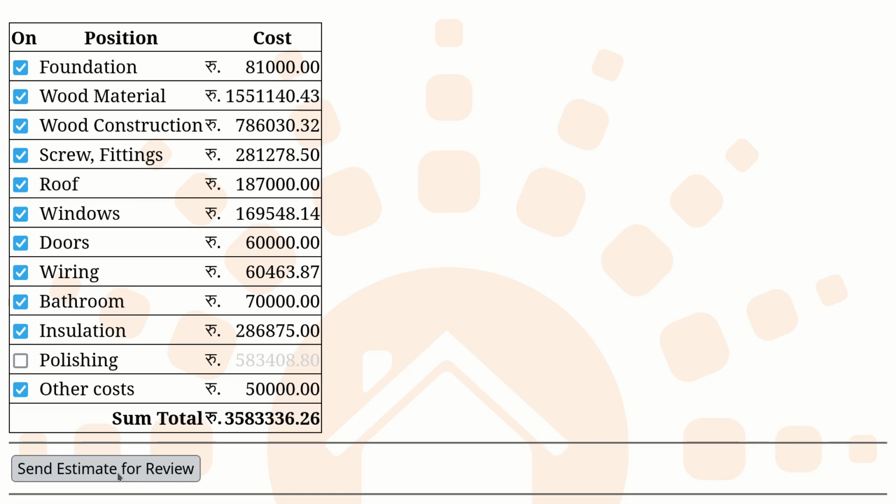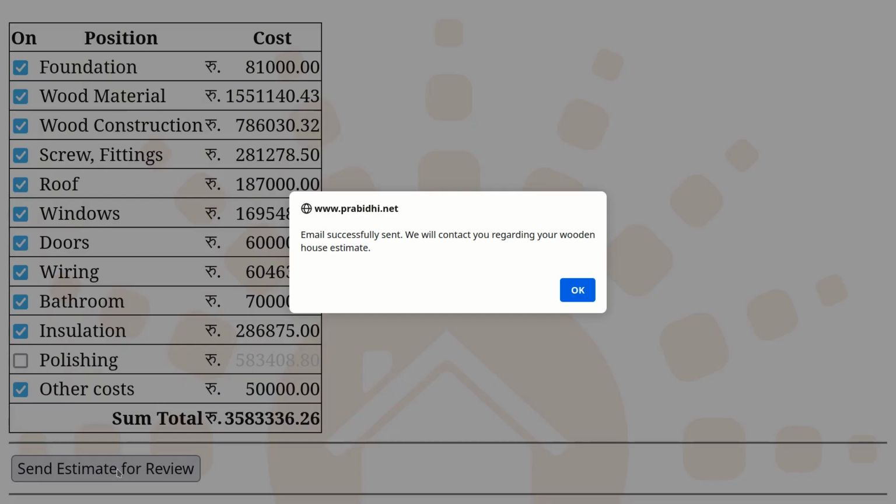This is important. This will finally send the message to us with all the configuration that you entered here. And then we can get in touch with you to discuss your estimate further and your requirements. So if you click here, then you will get a message that says emails successfully sent, and we will contact you regarding your wooden house estimate. So your part is done.